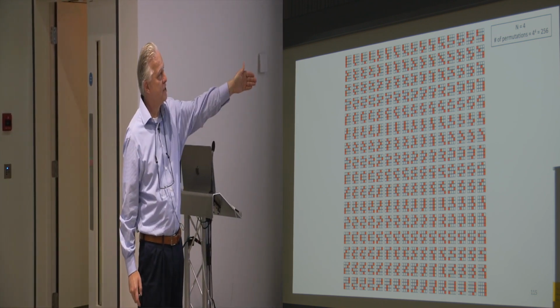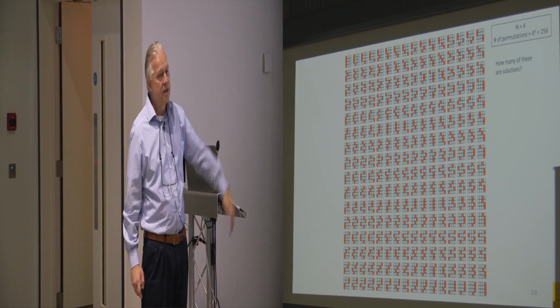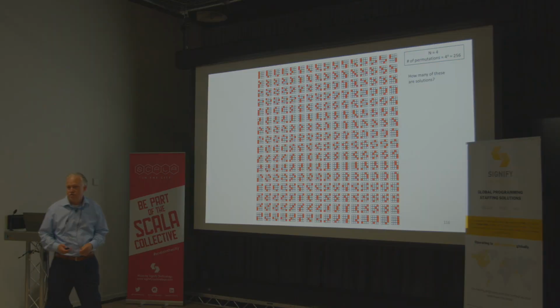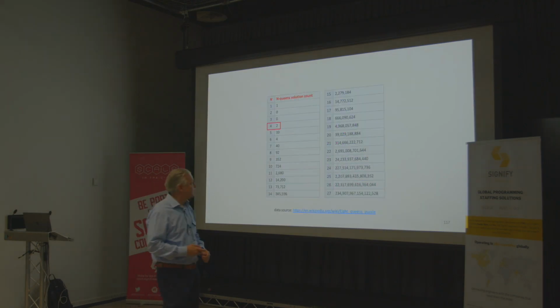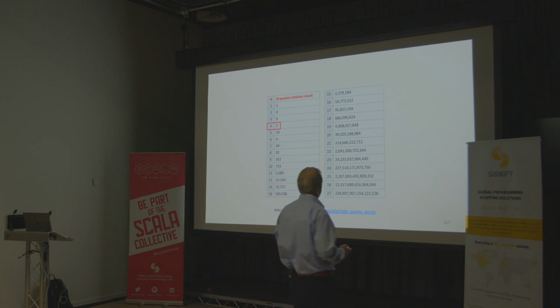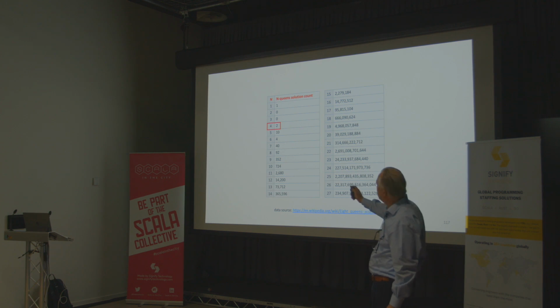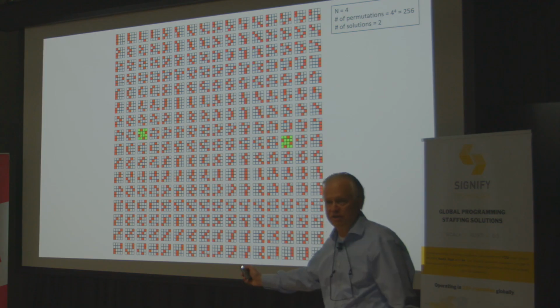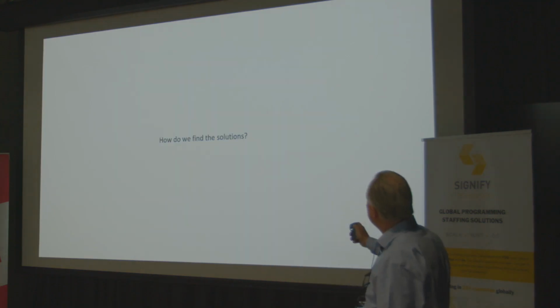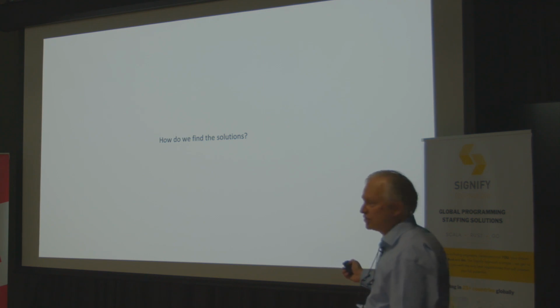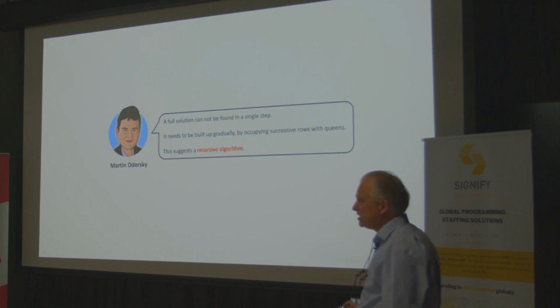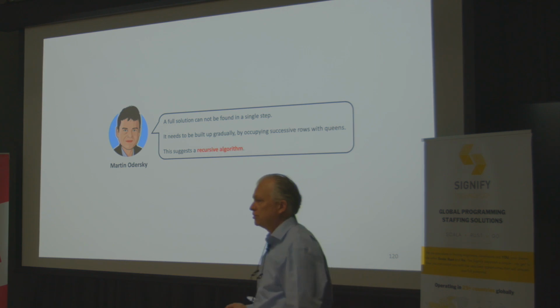There are 256 permutations. The question is, how many of these are solutions to the puzzle? And the answer depends on n. For n equal to 4, there are only 2 solutions to the puzzle. And here they are in green. Those are the solutions. The question is, how do we find the solutions? And Odersky suggests using recursion.